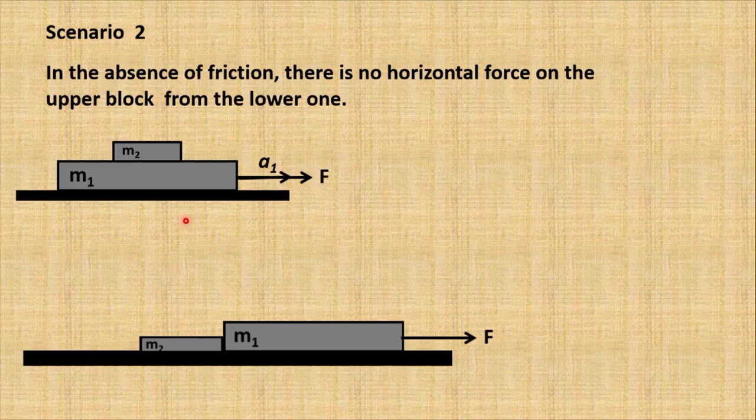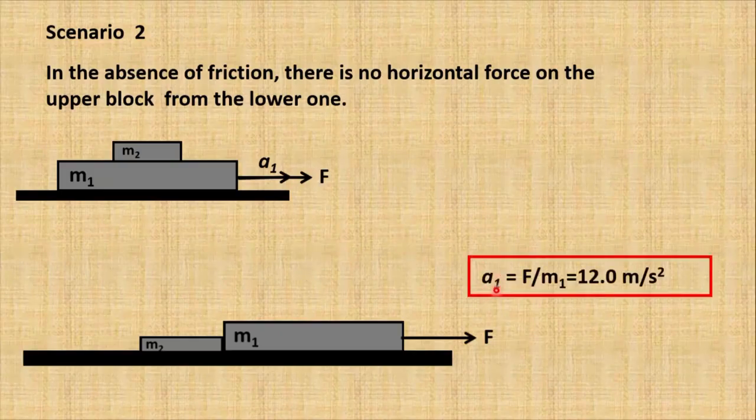What is the conclusion? The force F is applied only to block M1. It doesn't affect block M2, and the acceleration a1 can be found using Newton's second law. Acceleration equals force over mass, and in our case it is 12.0 meters per second squared. I just remind you that the student got another answer, which was 10 meters per second squared.